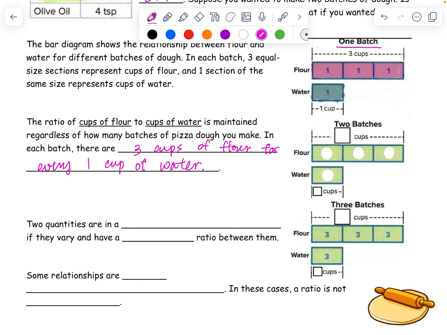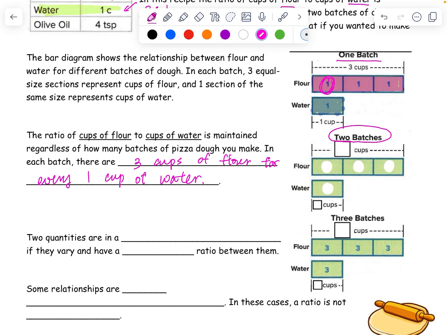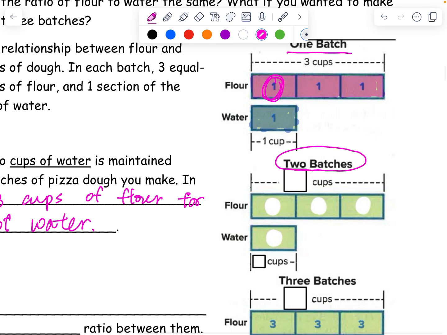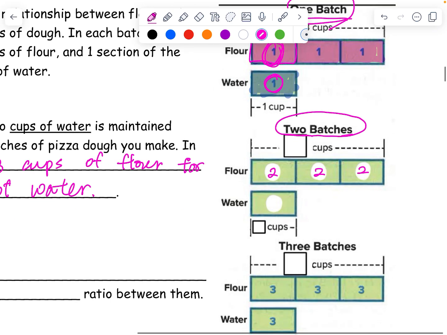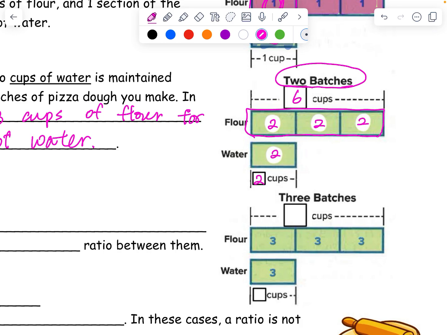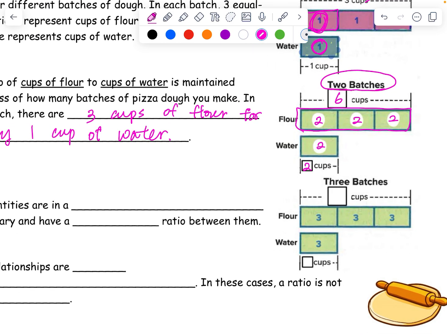Okay, so now we're looking at making 2 batches. Every 1 cup of flour has to be doubled now because we're making 2 batches instead of 1 batch. So instead of 1 pink box representing 1 cup, we are going to make it represent 2 cups. 2 cups, 2 cups. And same thing with water. It used to represent 1 cup for 1 batch, but since we're making 2 batches, it will represent 2 cups. If you look at the total cups of flour, it will be 2 plus 2 plus 2, which is 6. And total cups of water will be 2. All right, so we've done 2 batches.